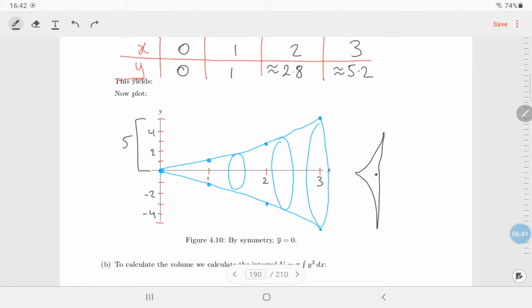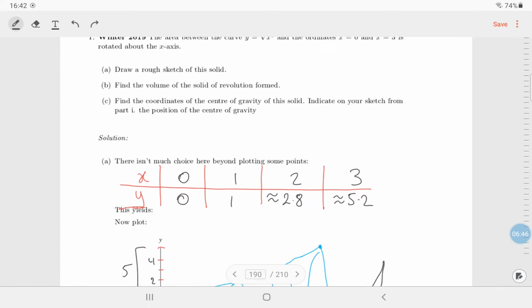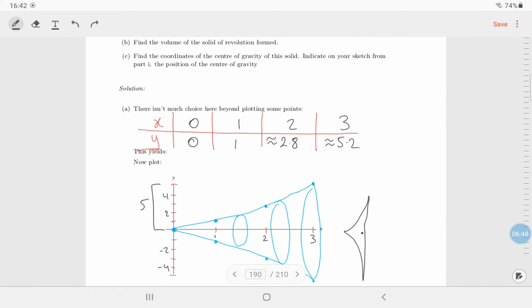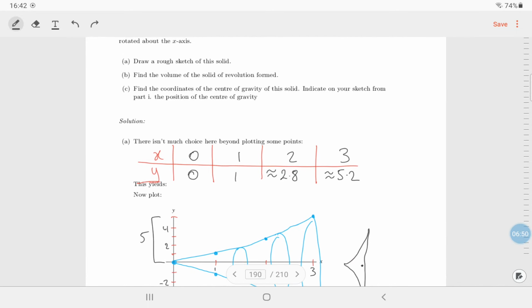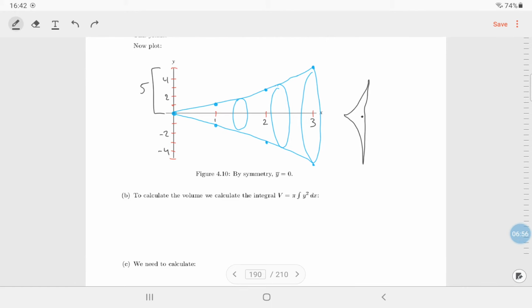Okay, so don't be too worried about your sketch in that regard. That's the first bit, a rough sketch of the solid, that's done. Second thing, find the volume. The volume is pi times the integral of y squared, or the integral of y squared pi, same difference. So the volume is pi integral from 0 to 3 of y squared, so we have the square root of x cubed, squared.